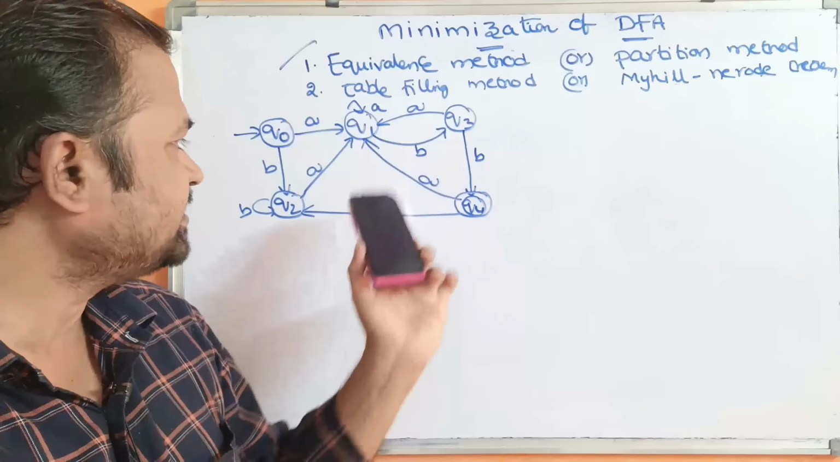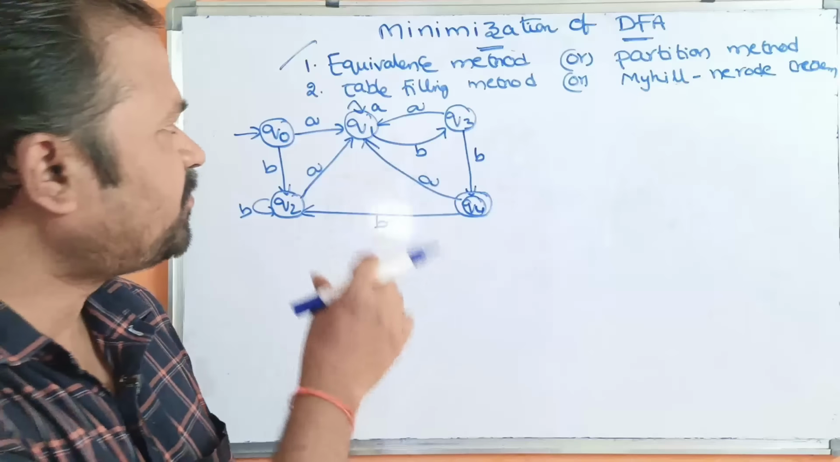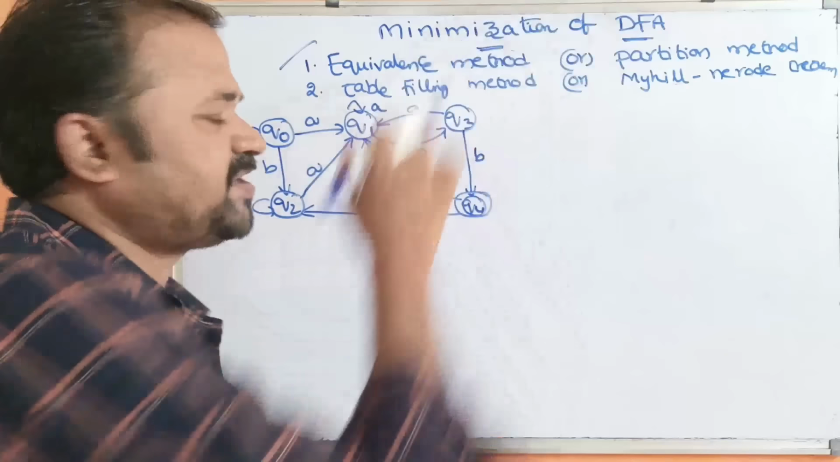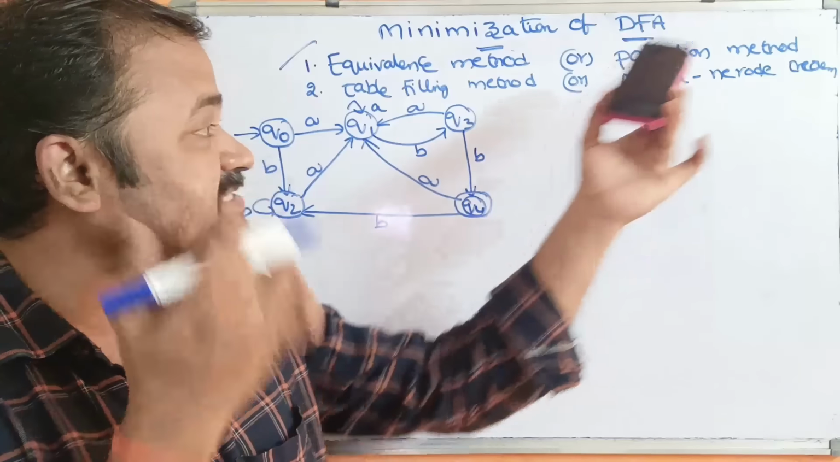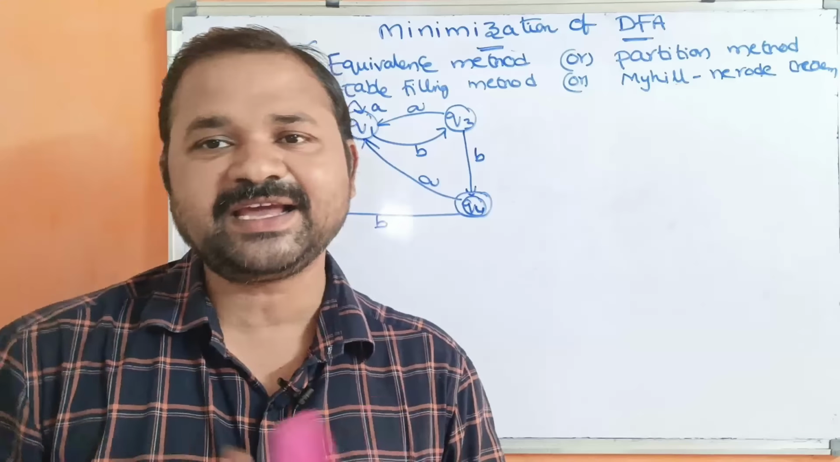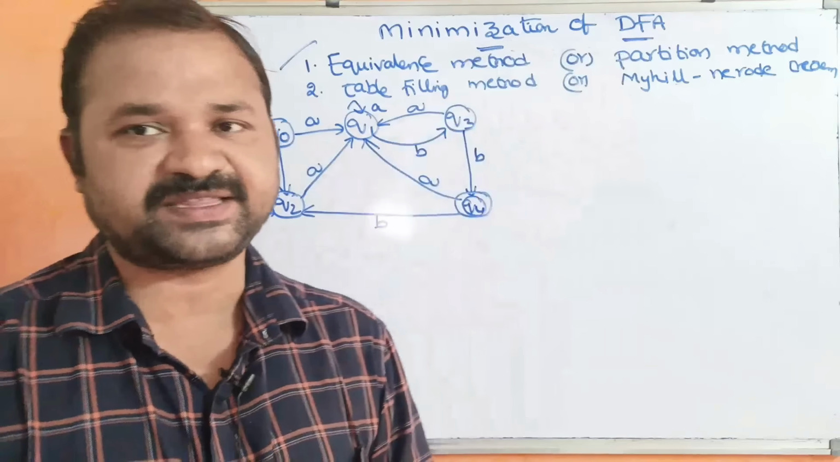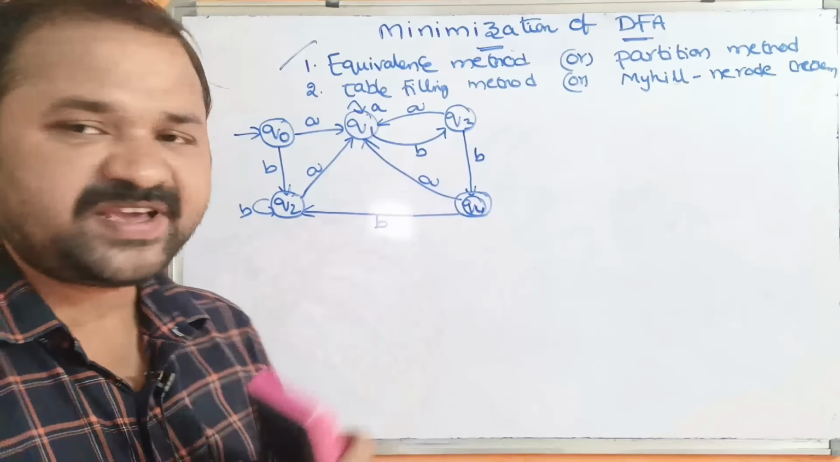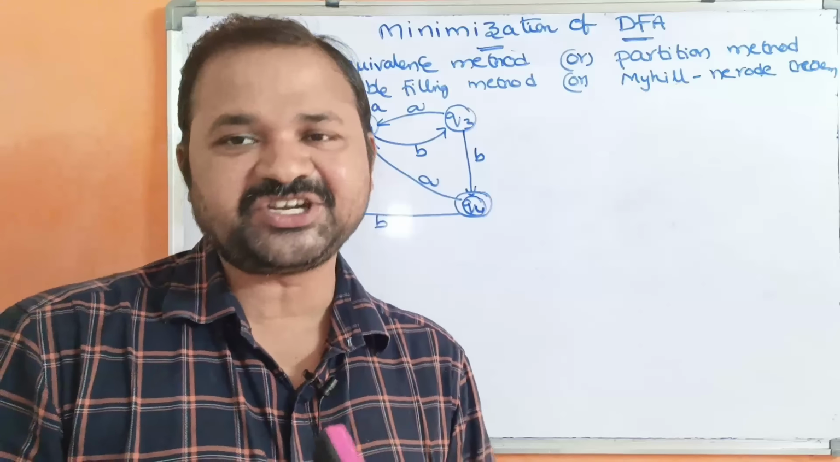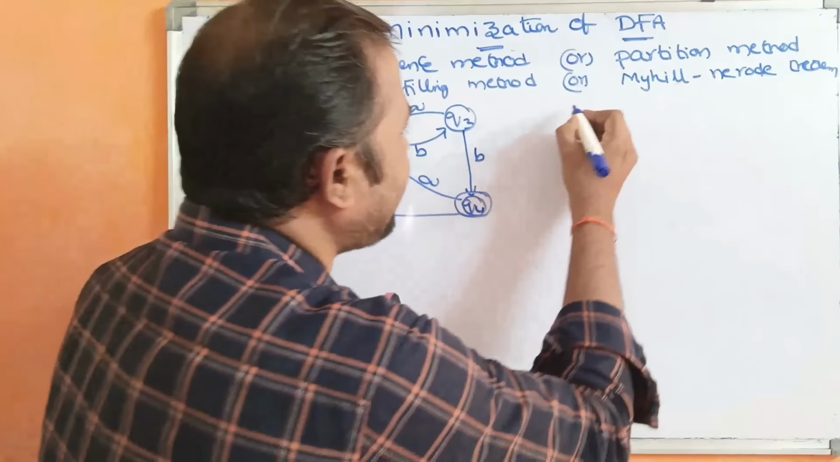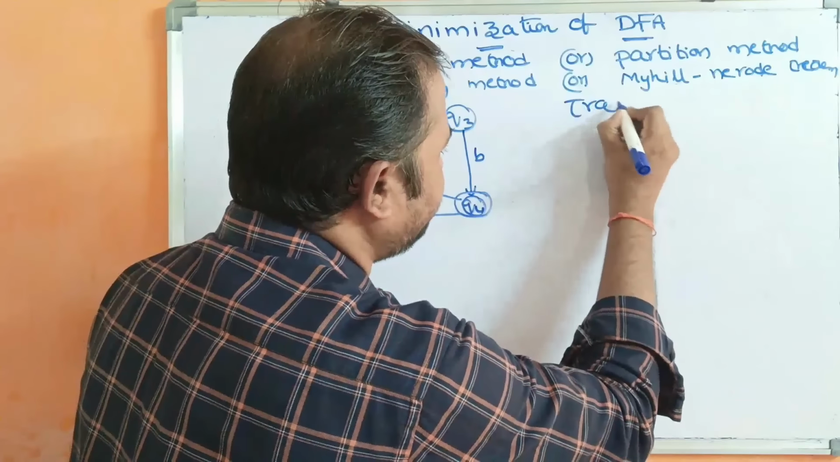So this DFA is given. Now we have to solve the problem based on the first algorithm, that is the equivalence method or partition method, and then we will see the next method. First we have to construct the transition table. Let us construct the transition table for this DFA.